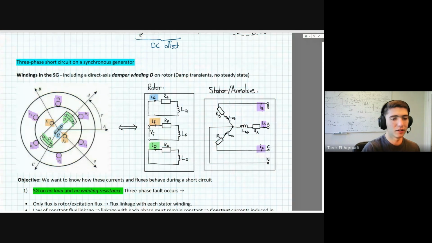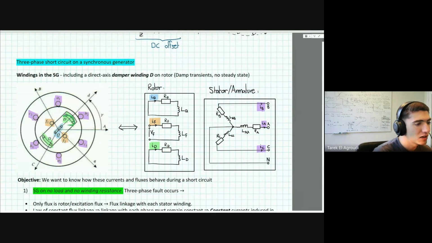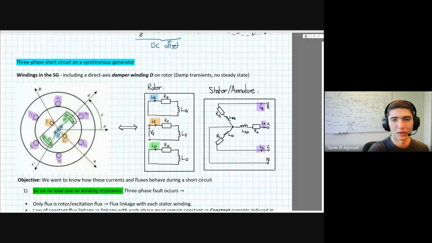Now, however, to dampen out electromagnetic changes due to short circuits and such, these rotors are typically designed with a D-axis and a Q-axis damper winding. Usually the one on the D-axis is stronger. And these are just empty coils, which are not connected to anything. So we don't apply any DC current to them. They are just coils that are put on the rotor.